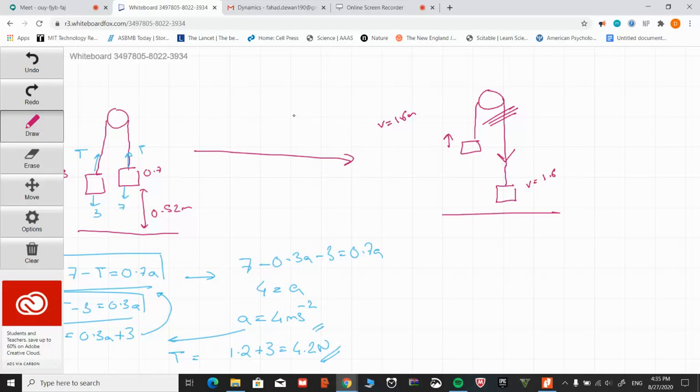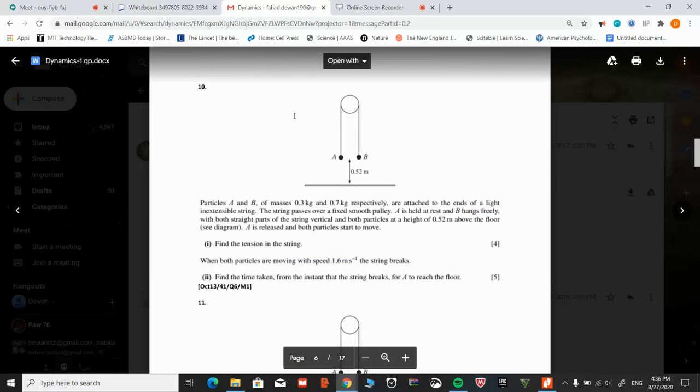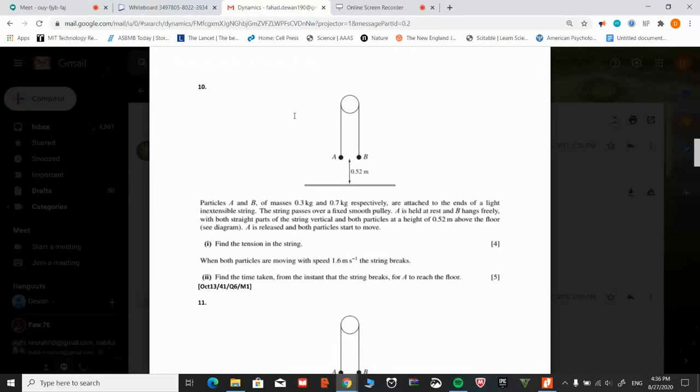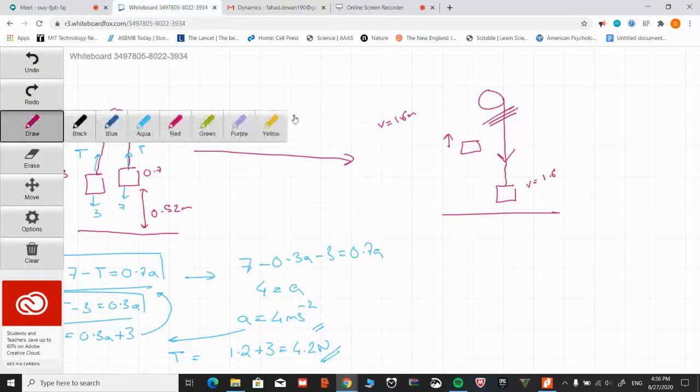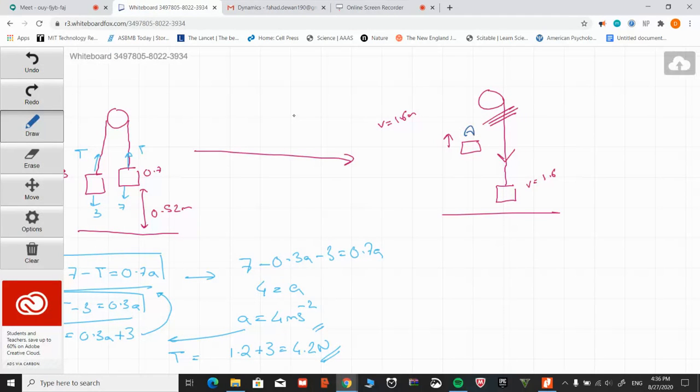তারপরে কি হবে? তারপরে gravity takes over. So when gravity takes over, this is what happens, and we are only now concerned with the particle A, right? এখানে question এ দেখো বলছে for A to reach the floor. So let's focus on what might happen to A. Here's particle A. Now, from the moment the string breaks, particle has a velocity of 1.6 meters per second. Gravity is trying to bring it down with minus 10 meters per second square. কিন্তু কি হবে? ওই একই জিনিস হবে.